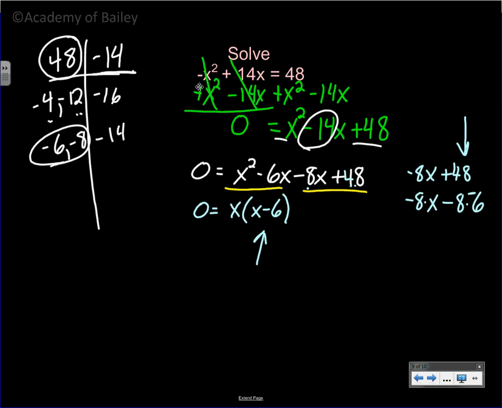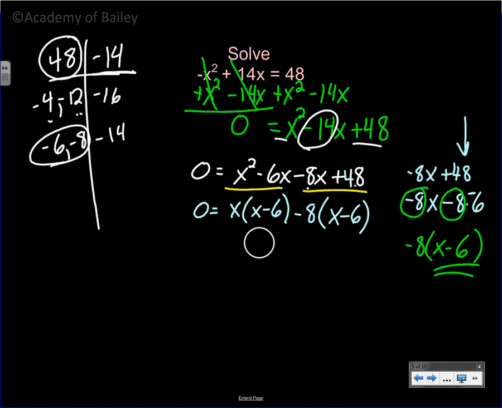Okay, so from here, we know negative 8 is in both of them, so we bring the negative 8 outside, and we have x minus 6 left inside, and that makes me feel a lot better. So we have that negative 8, and x minus 6 goes inside. And why does that make me feel better? Because what's in those parentheses is the same. So we say x minus 6, and then these two will get put into their own parentheses, x minus 8.